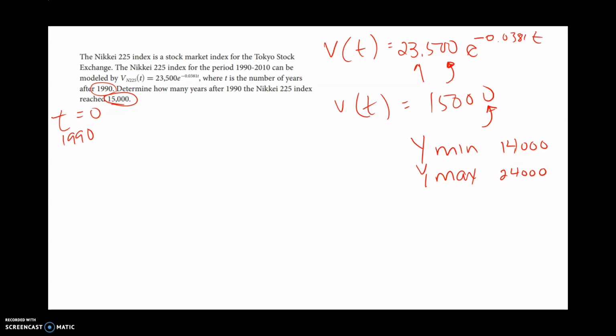So I hit my window. I'll leave X min and X max at 0 and 20 because I don't know yet. I've got to see what's going on. But my Y min is now 14,000. My Y max is 24,000. And we're going to graph it. So this is what it looks like.